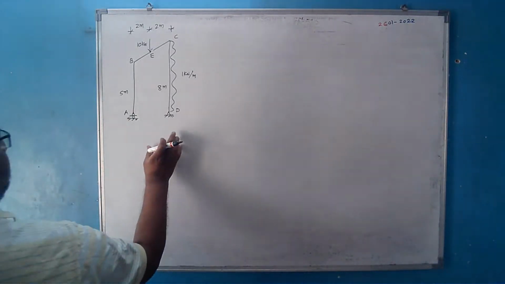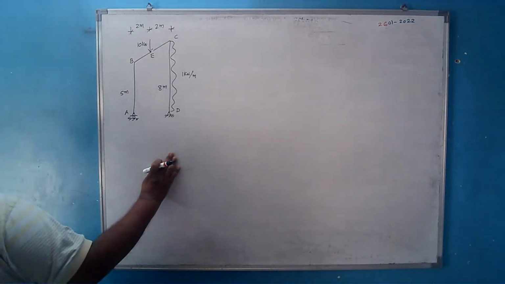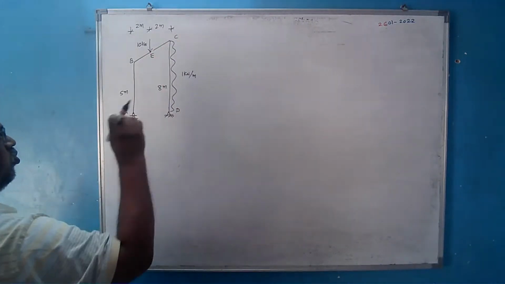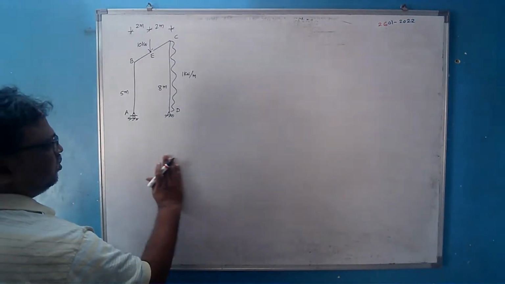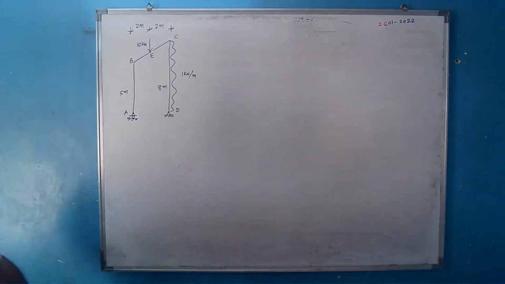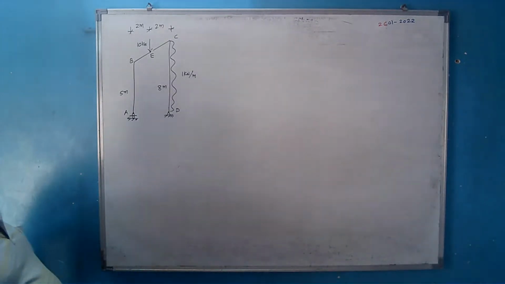So here is a frame. What is the specialty here is there is one inclined member and a horizontal load is also shown here. You are supposed to sketch the shear force, bending moment, and the axial force diagram for this.